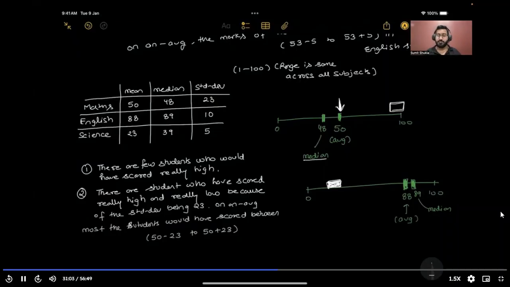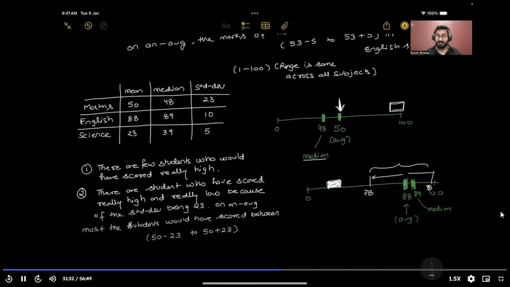Second thing is the standard deviation is 10. Now that basically means most of the students are in this range. So 88 minus 10 would give you 78, and 88 plus 10 will give you 98. So most of the students would have scored in this range. And that's a great range, right? That basically means the students in the English subject have actually performed really great.